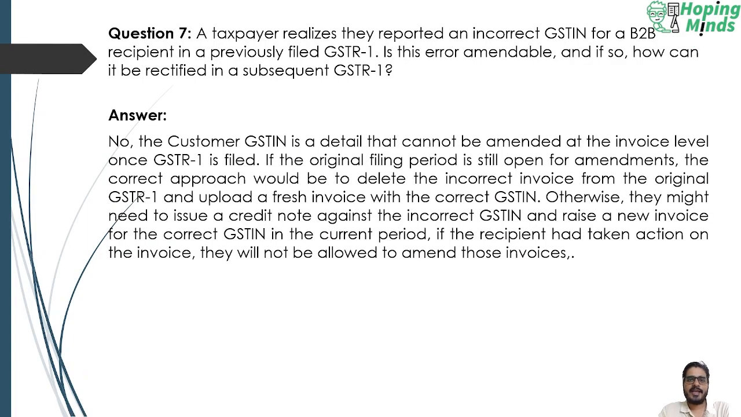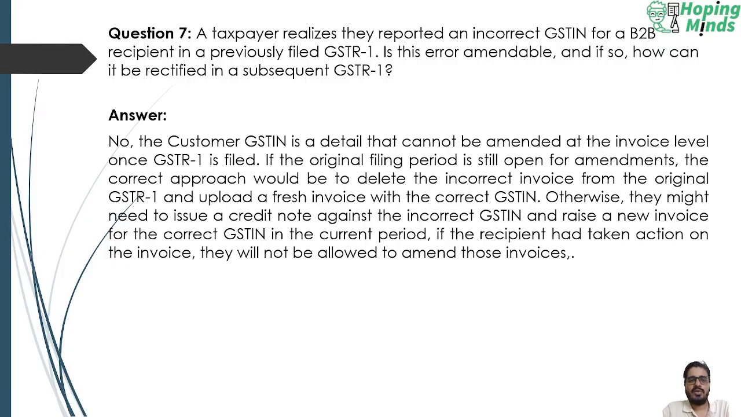So moving ahead, a taxpayer realizes that they reported an incorrect GSTIN for a B2B recipient in a previously filed GSTR1 return. Is this error amendable, and if so, how can it be rectified in a subsequent GSTR1 return?